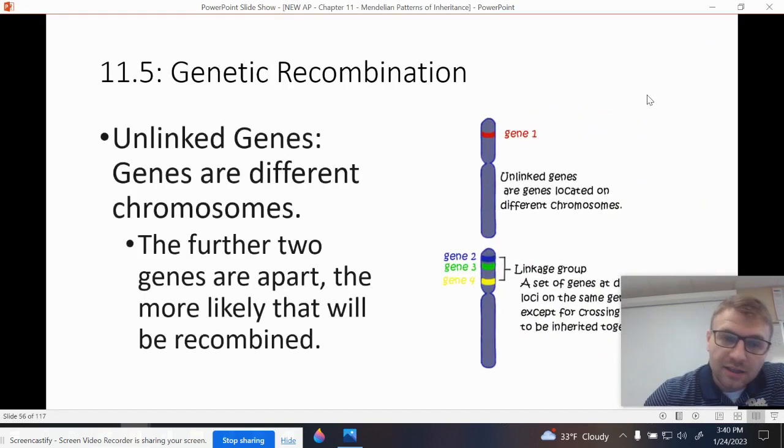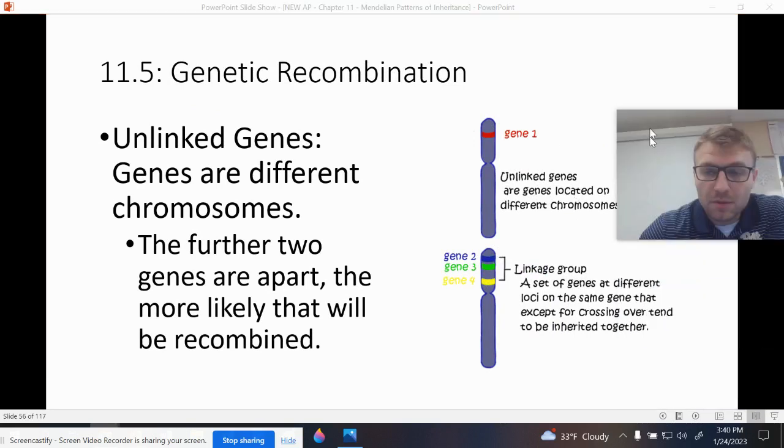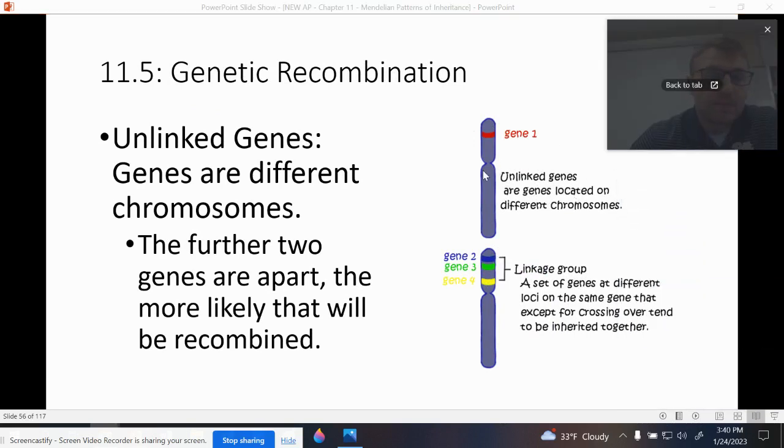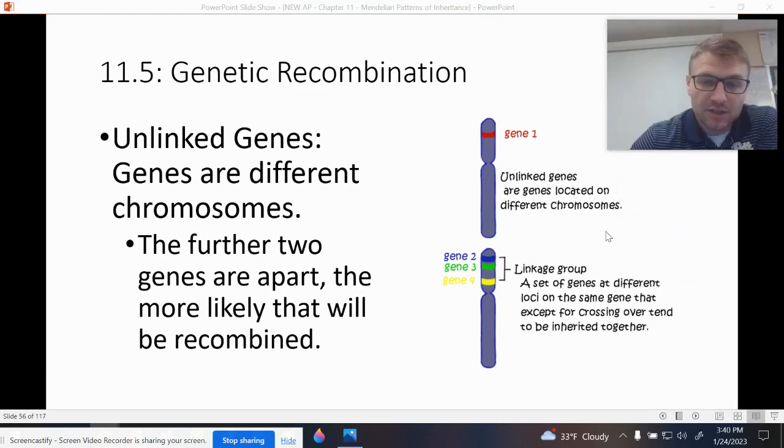Now on the opposite end, unlinked genes are on opposite chromosomes, not on the same chromosome. You can see here gene 1 and these genes are unlinked because they're on opposite chromosomes. They're not on the same chromosome, so that means they're going to independently assort and they won't deal with crossing over.